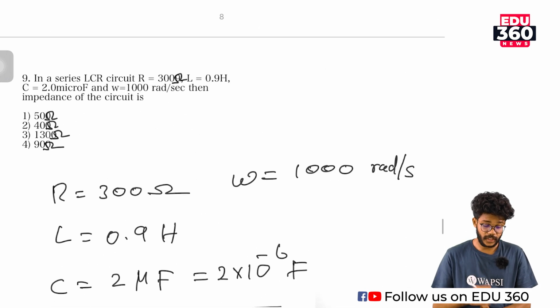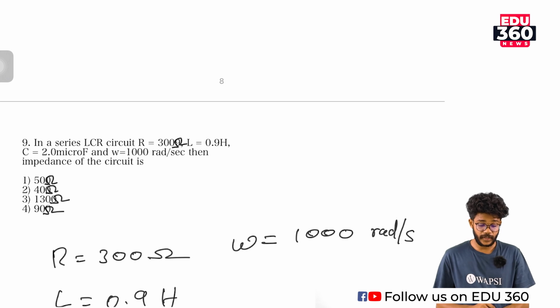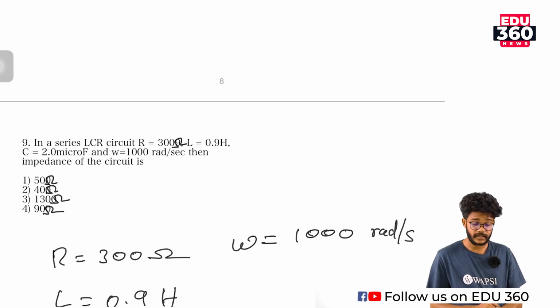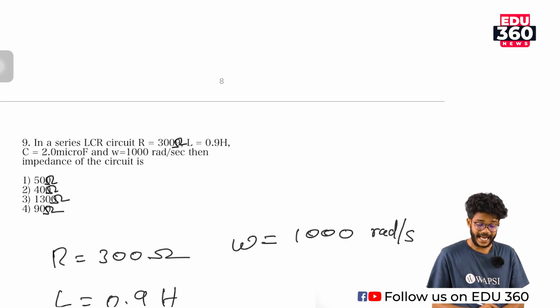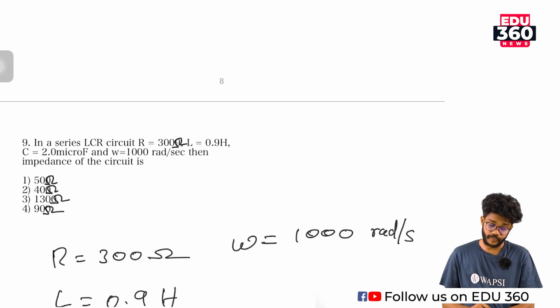You want to change the options like this, and you want to change the value of resistance to 300 ohm, not 3009 ohm. So R is 300 ohm and option 1 is 50 ohm.